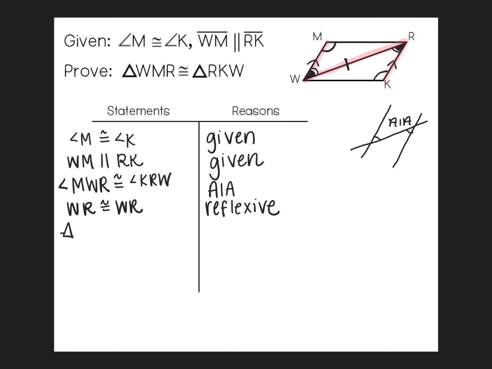And now we have all of the marks we need. So I can prove that these 2 triangles are congruent. And if I look, I've marked 2 sides and, 2 angles and 1 side. So here are my choices: angle, angle, side, or angle, side, angle. And if I look at my diagram, the side isn't right in between, so it would be angle, angle, side.